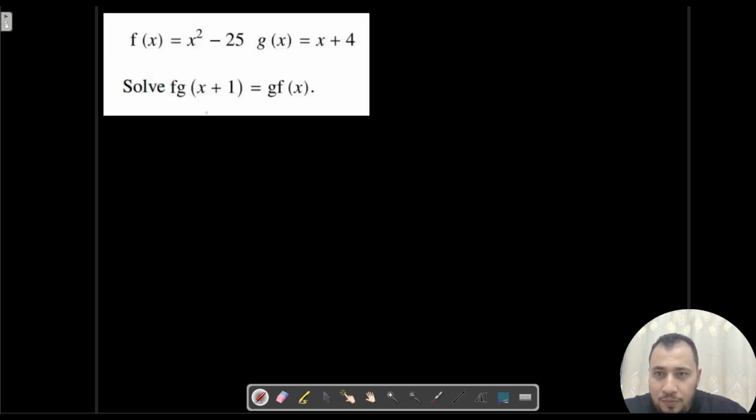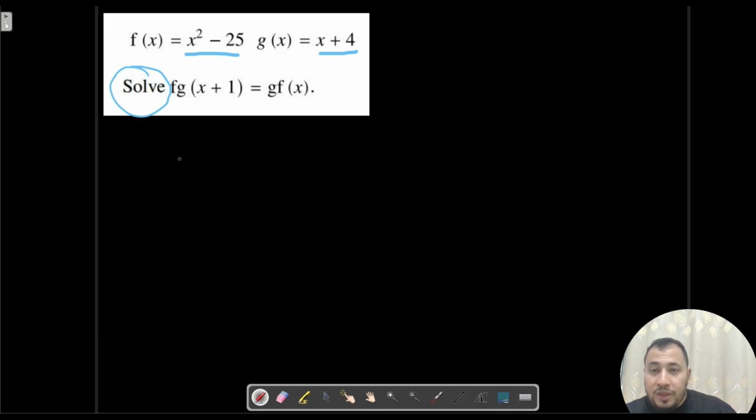What do we have here? F of x equals x squared minus 25, and here we have g of x equals x plus 4. Okay, whatever we have, we can deal with it. Okay, solve. Here solve usually and always means to find the value of the variable you have, the unknown. And here in your question here, the unknown is x. So solve means at the end, the last thing you are going to write, you have to tell me, Mr., the value of x is this. You have to get the value of x.